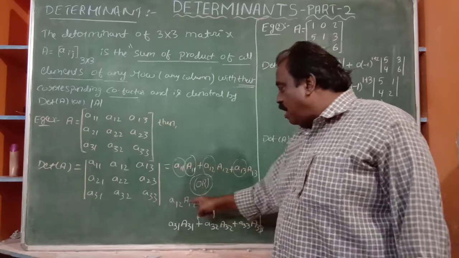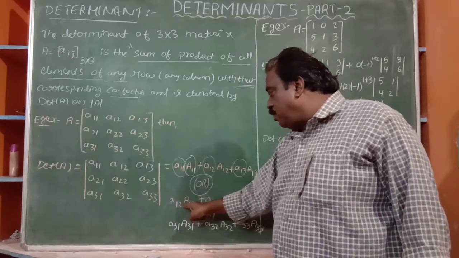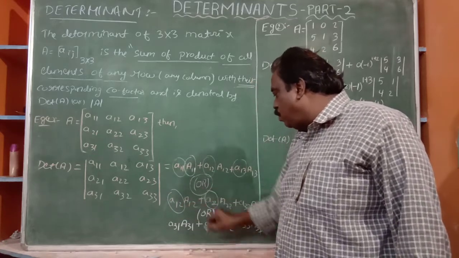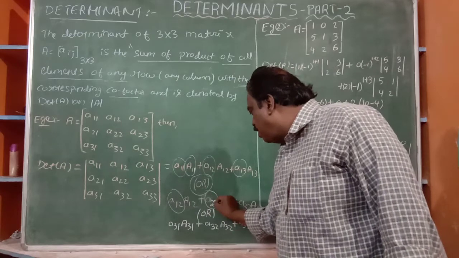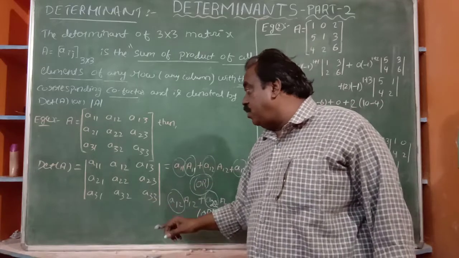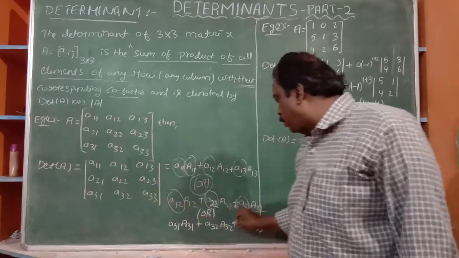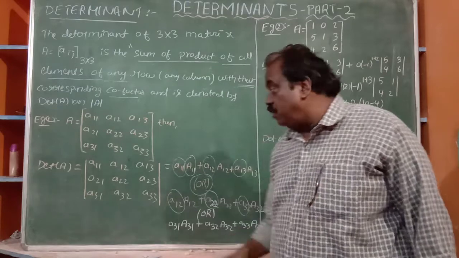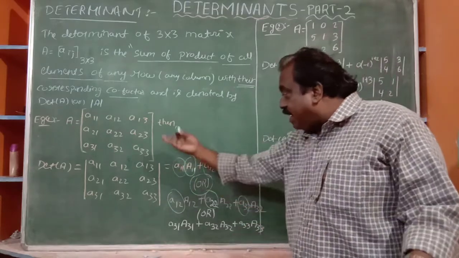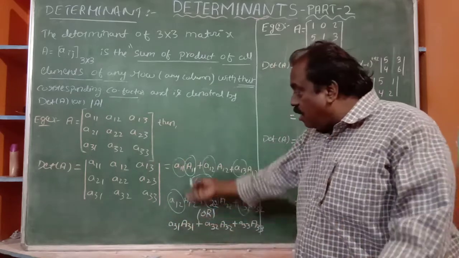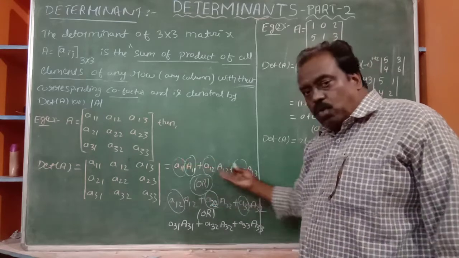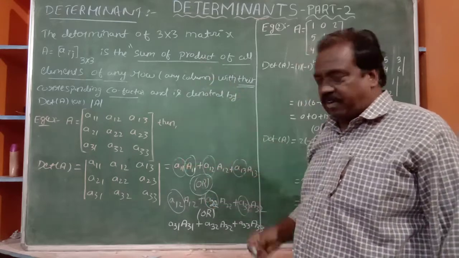Or otherwise, I am taking, you try to observe, A12, A22 and A32. Where A12 is there? A12, A22, A32. So it is the second column. First I calculate the determinant in the first row, or in the second column I am going to find. Not all are needed. Any one row or any one column you select, and through that one you find the determinant by using that definition.